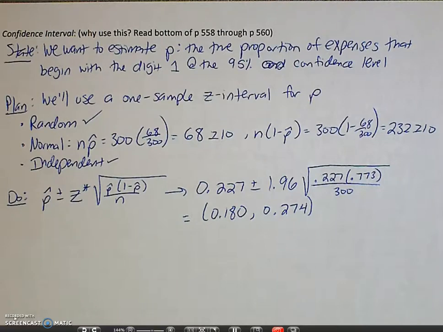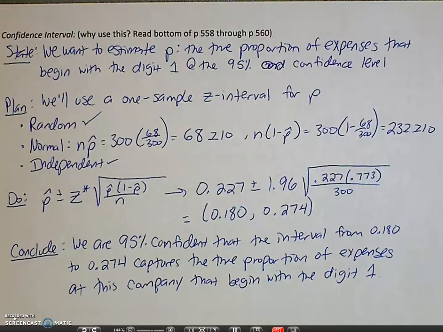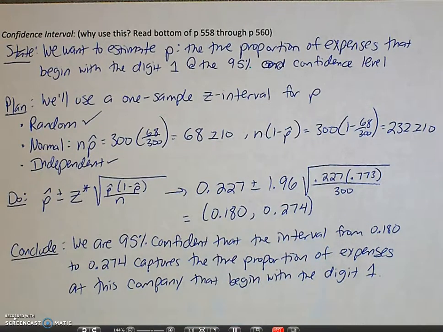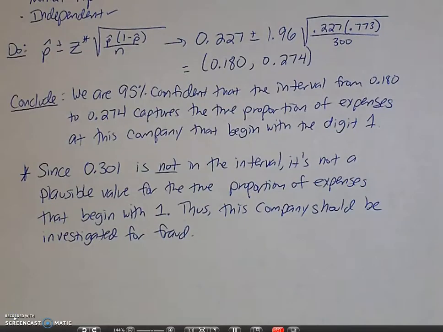Okay? So let's come to a conclusion here. We are 95% confident that the interval from 0.18 to 0.274 captures the true proportion of expenses at this company that begin with the digit 1. Now remember back to our significance test. They were claiming that it was 0.301. 0.301 is not in this interval. Okay? That's why we rejected the null. It wasn't a plausible value. So it made me think, it's probably not right. So that's why we rejected our claim. It's not in the interval.